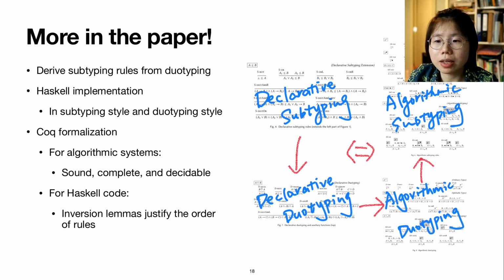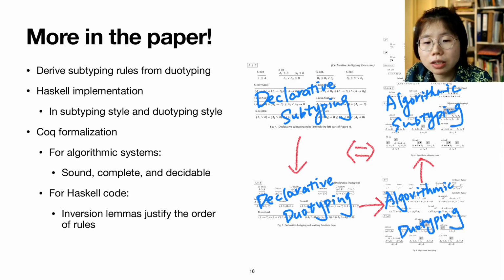We have a Coq formalization that contains all the systems and the proof for our algorithm to be sound and complete with respect to the declarative system, and the decidability of it. For our Haskell code, there are some inversion lemmas in our Coq formalization that justify the order of rules. Note that the order of rules in the Haskell code really matters. For more details, please refer to our paper and the artifact. Thank you.